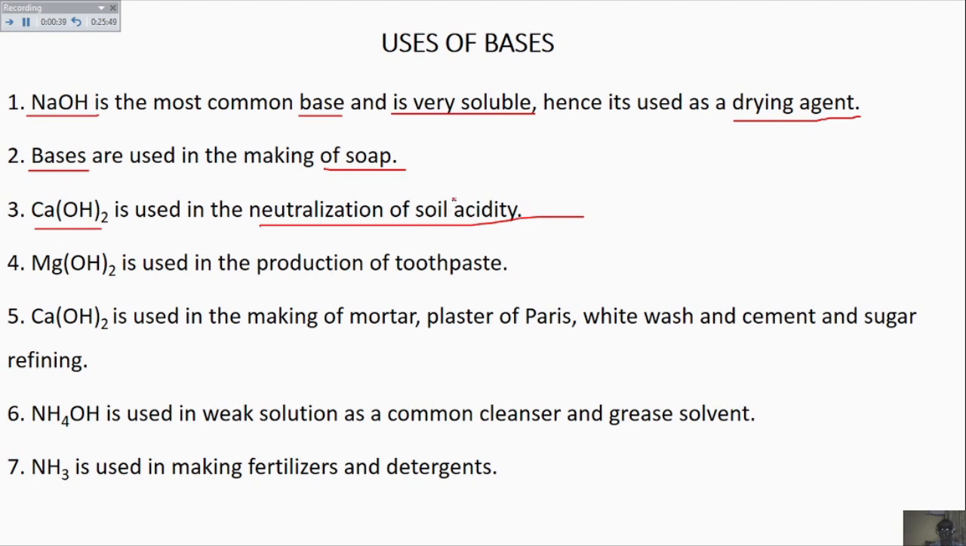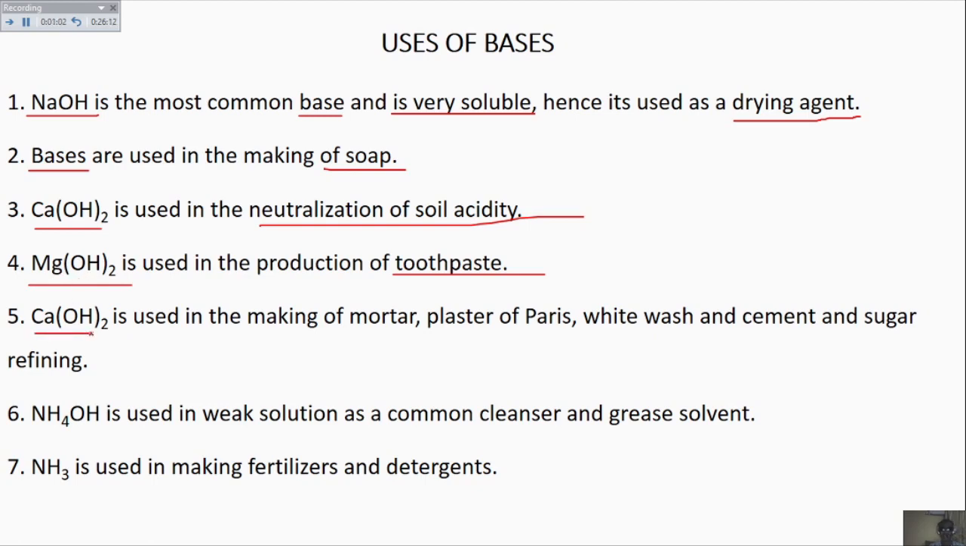The soil that contains acid, if you want to neutralize the acid, you add base to it. Aside from this, magnesium hydroxide is used in toothpaste. You can check the content of your paste and you discover that there is magnesium hydroxide. And we know what magnesium and calcium do for our teeth.